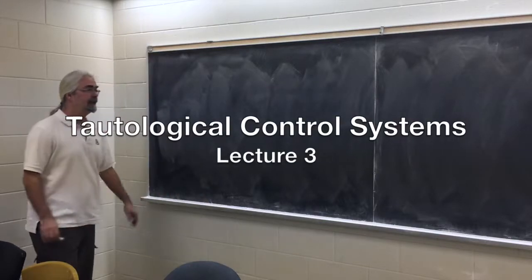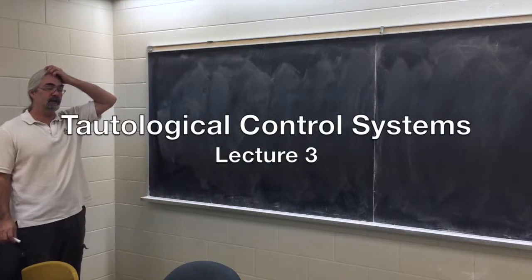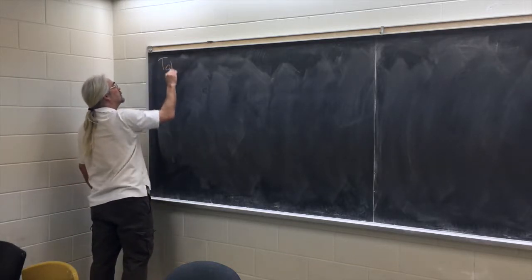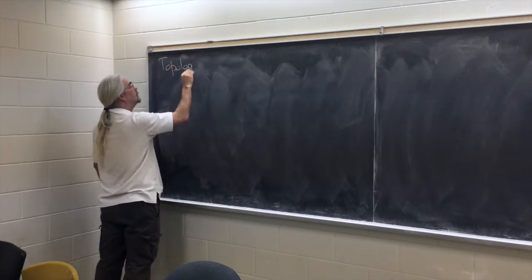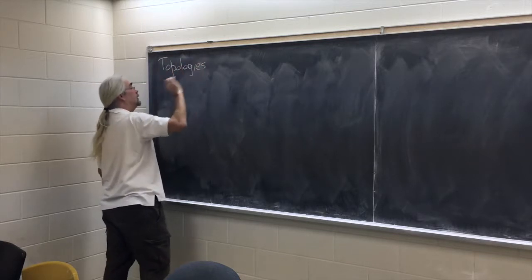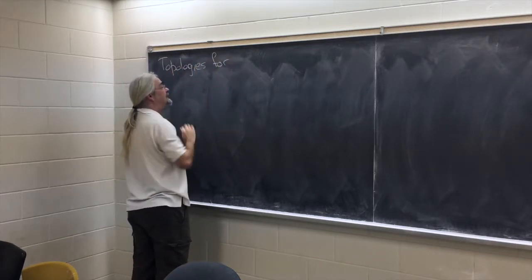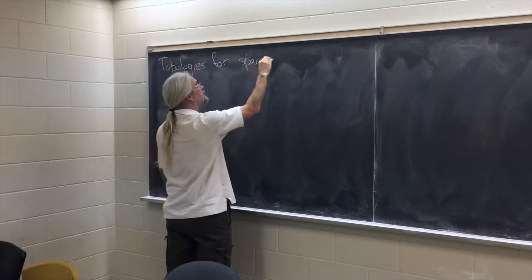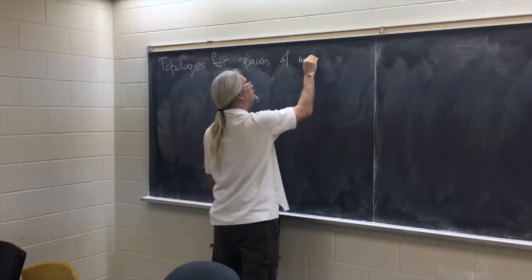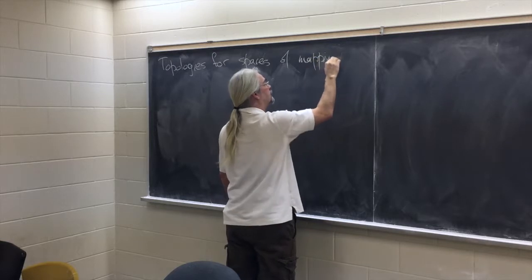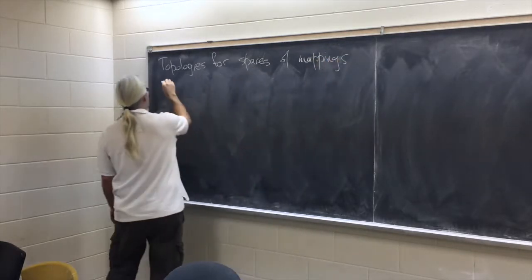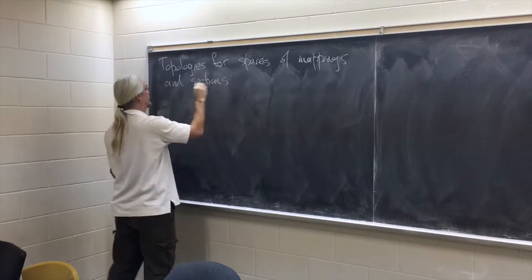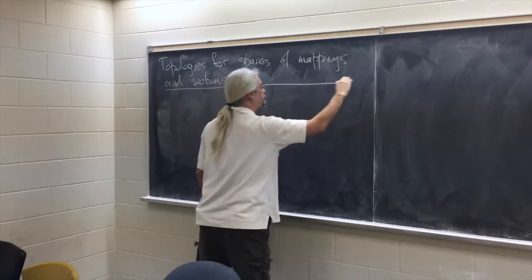Okay, so today we will continue talking about topologies. Last time we got the ball rolling by talking about what I call the CK compact open topology. These are topologies for spaces of mappings. We're going to work with mappings first, and then sections of vector bundles.